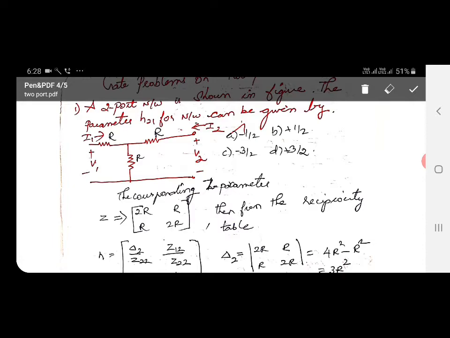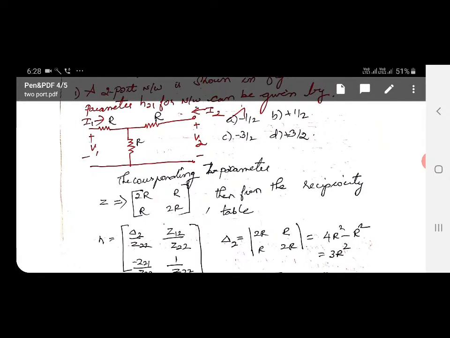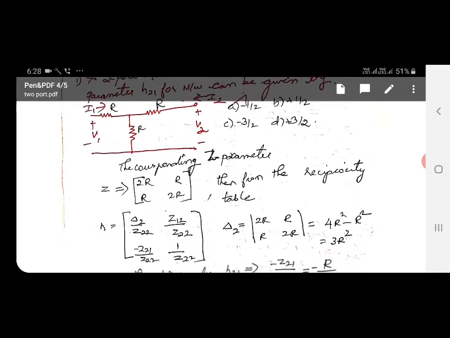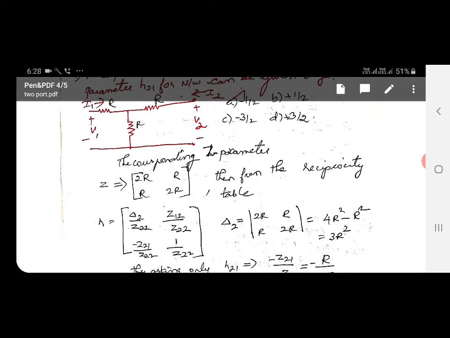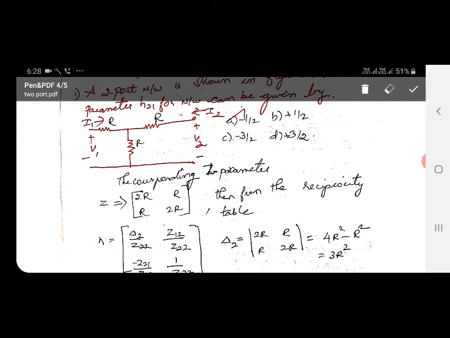First of all, if any parameter is given, we need to find the corresponding z parameter. From the z parameter we can determine the corresponding h matrix. We know that the z matrix, the impedance matrix, can be obtained from the T network. Z11 is nothing but r plus r, which is 2r.